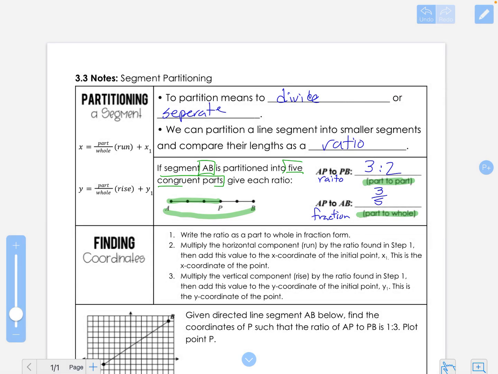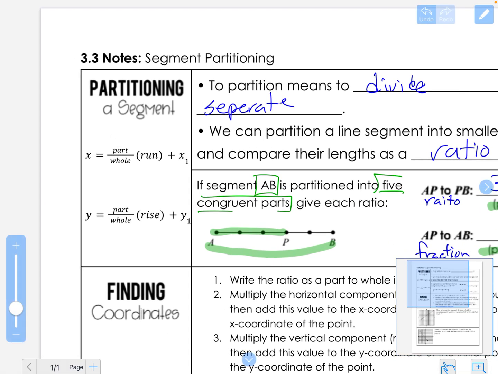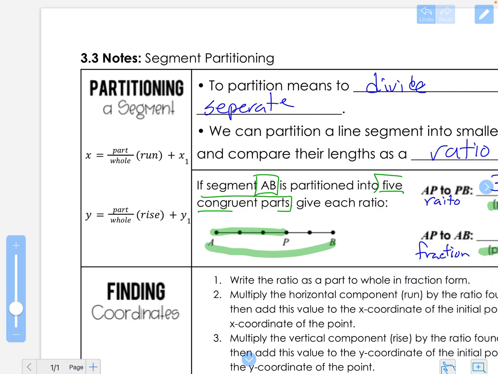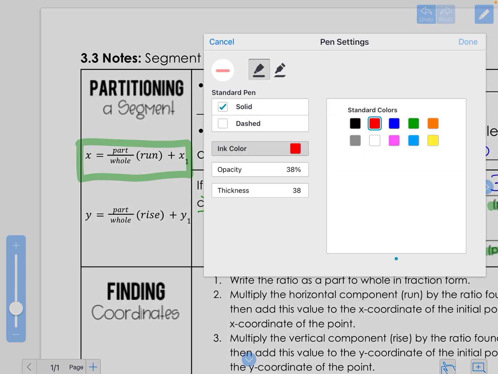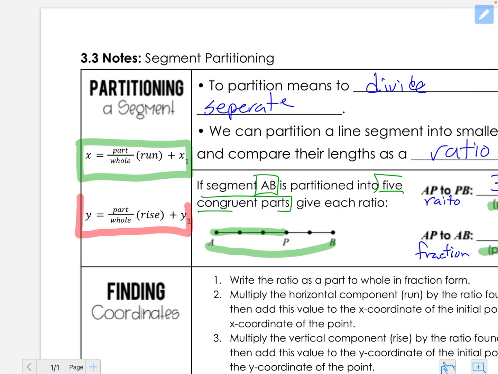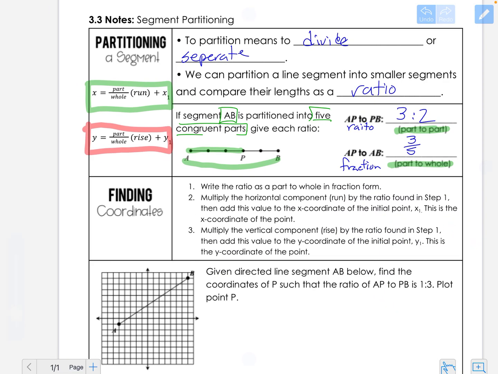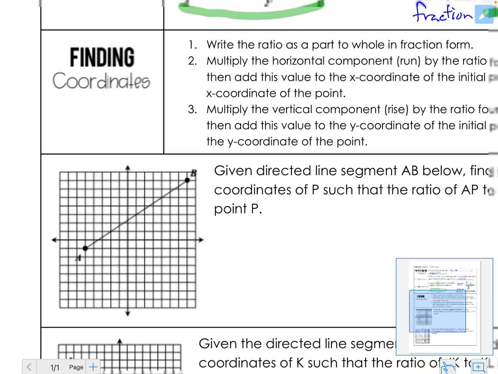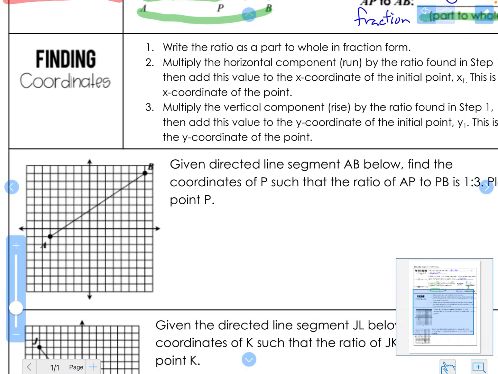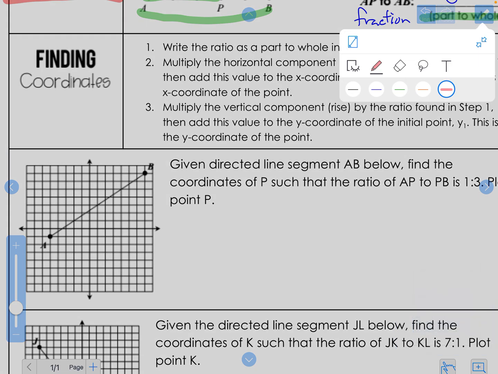The other thing you need to know is that we have 2 formulas. It's the same formula, but we need to use it twice: once for X, and once for Y. So again, it's the same thing, we just need to plug in different numbers for it. We're going to talk about that in the notes. The first thing that I'm going to do is look at problem 1, and we'll go over the steps as we look at problem 1.